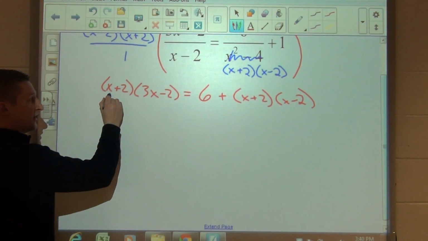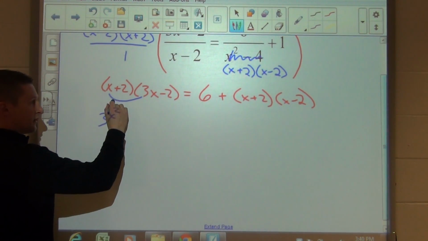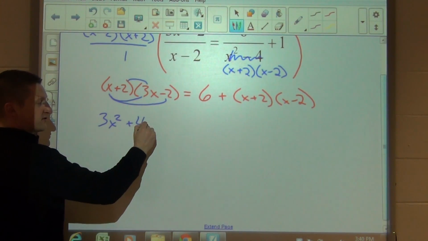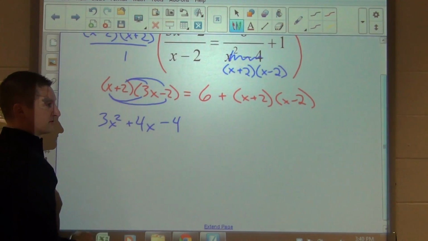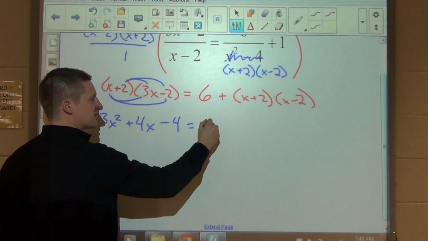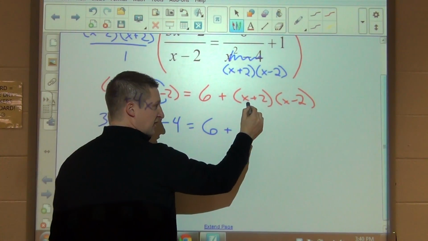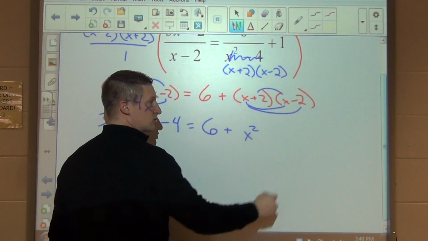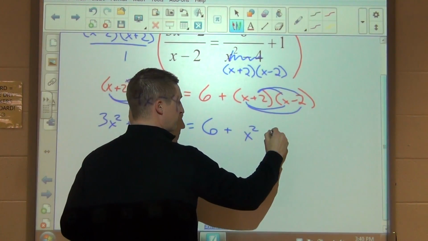So on the left side, I FOIL this expression, which gives me 3x squared minus 2x plus 6x will give me plus 4x as my middle term. And finally, minus 4 as the final term. On the right side, I still have the 6 plus, when I FOIL these two expressions together, I have x squared minus 2x plus 2x. Those cancel, I'll have 0 in the middle, and finally negative 4 at the end.